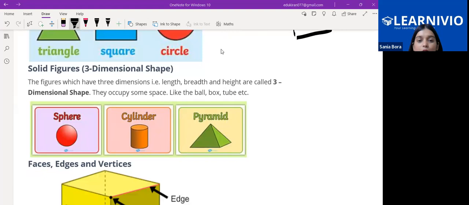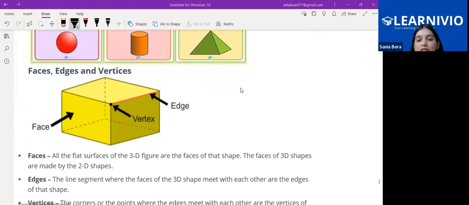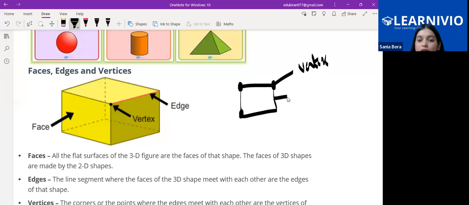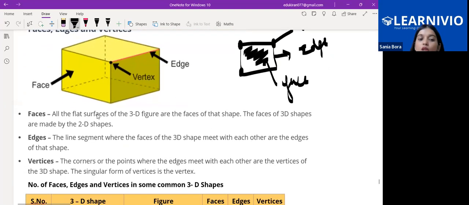Yes, ma'am. Okay. Now, for example, this is a box. The corners are basically the vertices. This side is called an edge. And over here, this part is called a face. So faces are all the flat surfaces of 3D figures. The faces of 3D shapes are made up of 2D shapes.